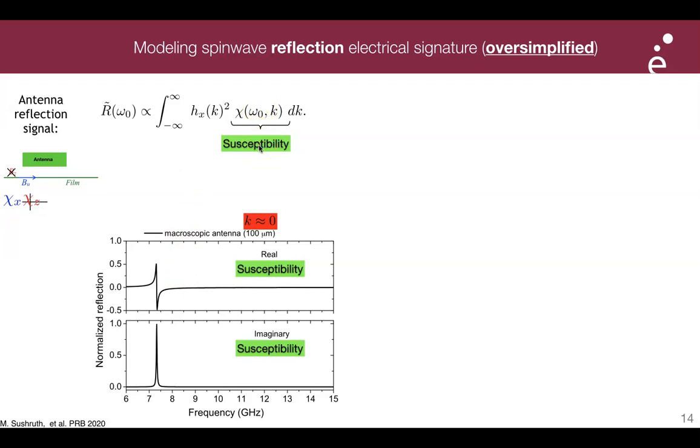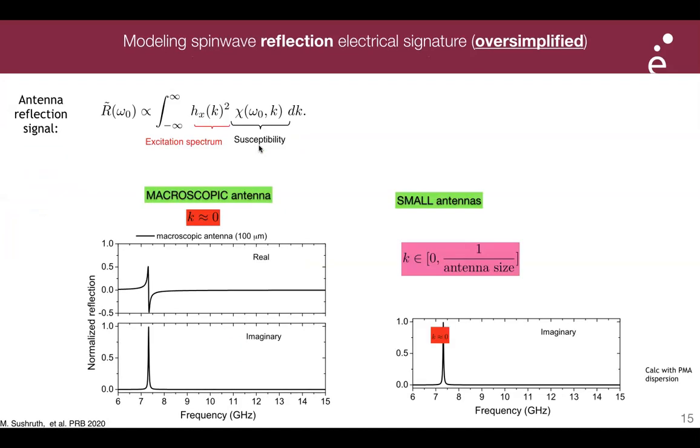But when you do propagating spin wave spectroscopy, you're not using a macroscopic antenna because you want to excite finite wave vectors. So you use a small antenna so that the wave vectors that you excite span from 0 to something like the inverse of the antenna size. So not only do you excite the k equal to 0 spin waves, but you also excite higher k values with some efficiency that will depend on the excitation spectrum of your antenna.